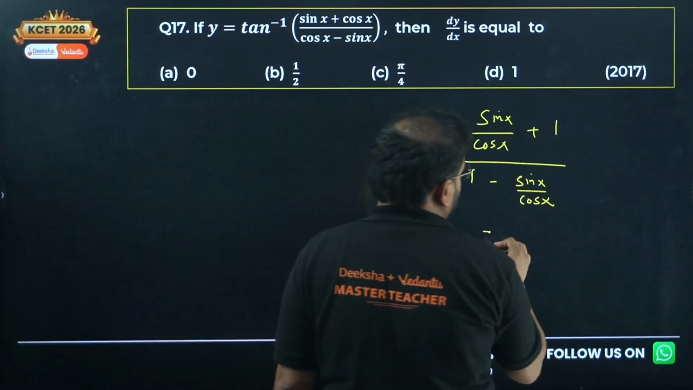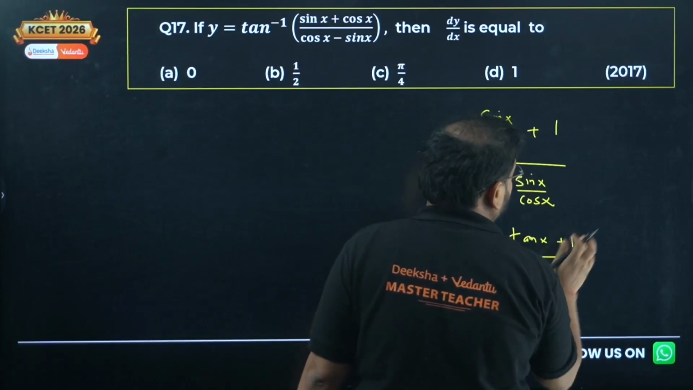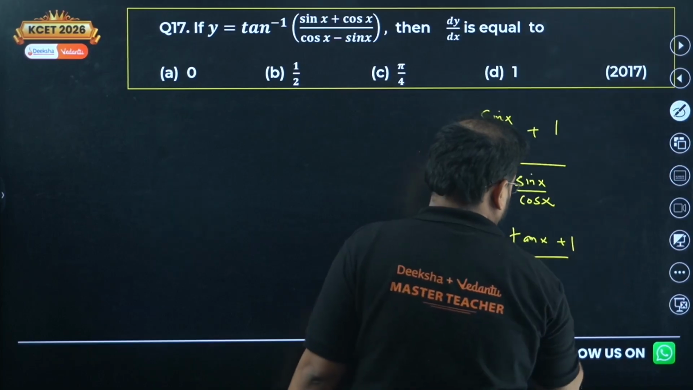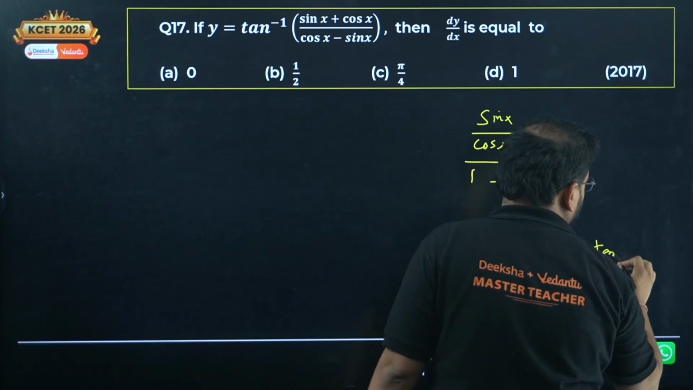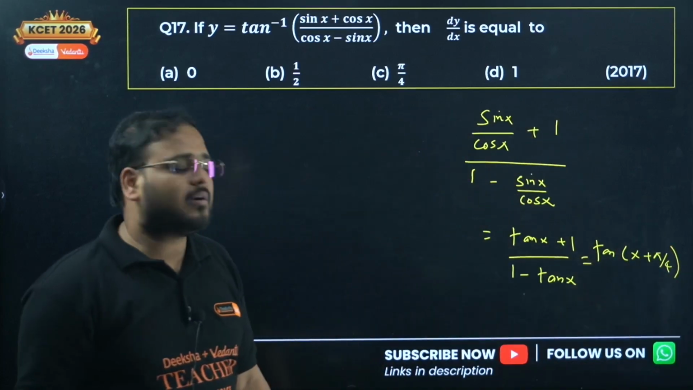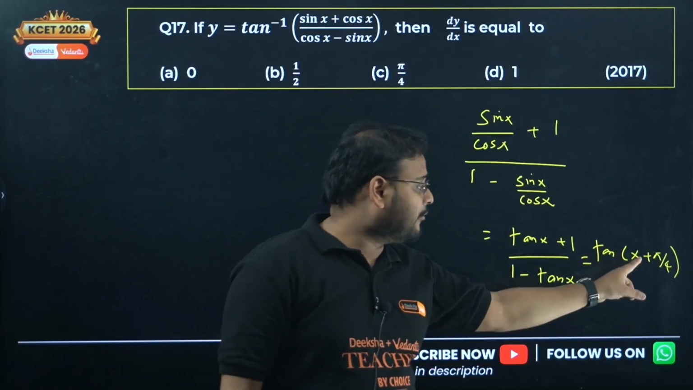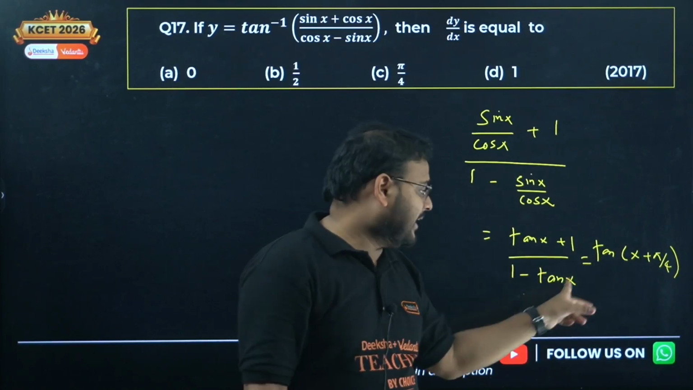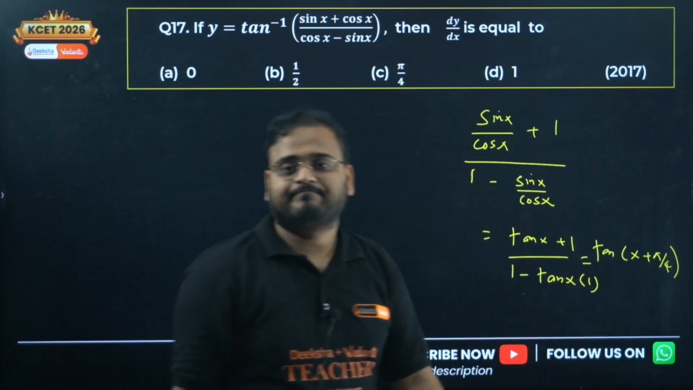Check here. It becomes tan of x plus 1 and 1 minus tan of x. Do you know the formula of this? Tan of x plus pi by 4. How come, sir? Tan a plus b is tan a plus tan b upon 1 minus tan a tan b. Tan of a is tan x, tan of b is tan pi by 4, which is 1. So this is nothing but tan of x plus pi by 4.